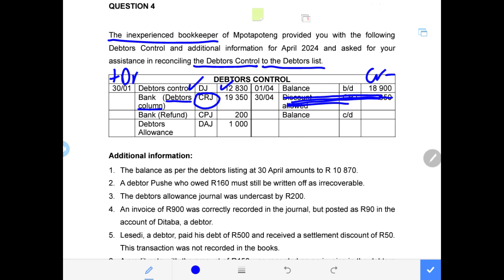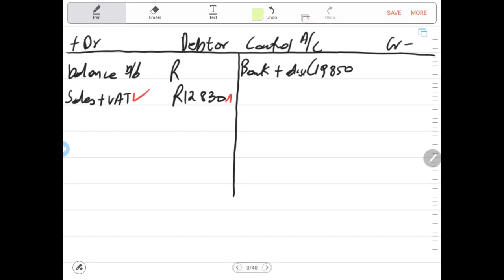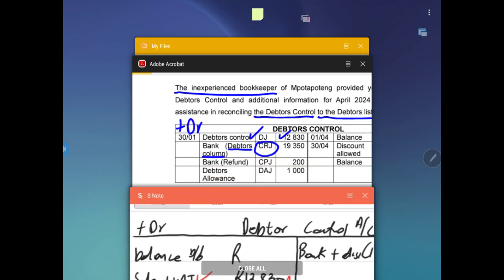So this one is correct on the debit side. In the creditors reconciliation, this will be on the credit side. So it's correct in here on the debit side. We do nothing about it. But when I say we do nothing, we just record it on the same side. Please don't forget that. We still have to record it, and we say refund, an amount of 200 rands.